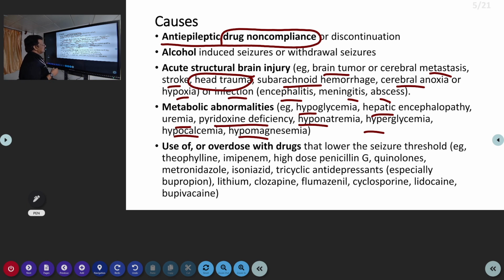Use or overdose of many recreational drugs or many other drugs can also produce seizures, especially antibiotics like imipenem, penicillin G, quinolones, metronidazole, INH, all these things. If the patient has seizures, the patient can have an aggravation of the seizure due to these drugs. Tricyclic antidepressants and many other recreational drugs can also produce seizures.